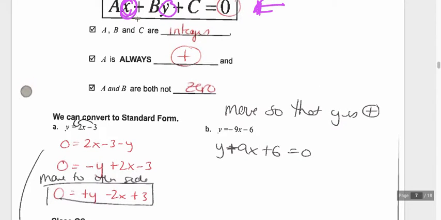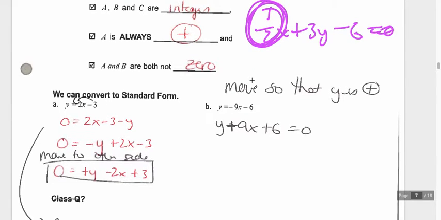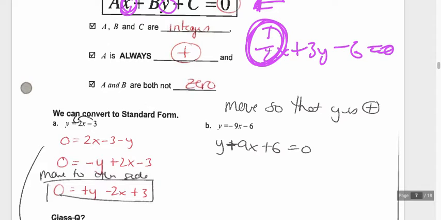We always have integers. So if you find yourself with this as your equation, that's no good. We don't want fractions here. Okay, so you can get rid of those. If they come up, I can show you, but it's not a big deal. And the other thing is this. We can't have this. It says A and B cannot be 0. A is always positive.